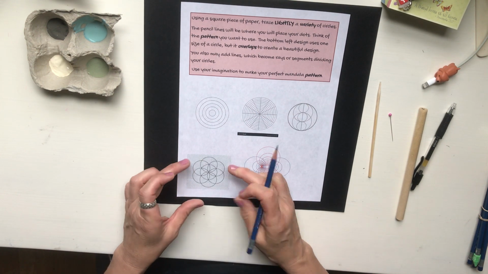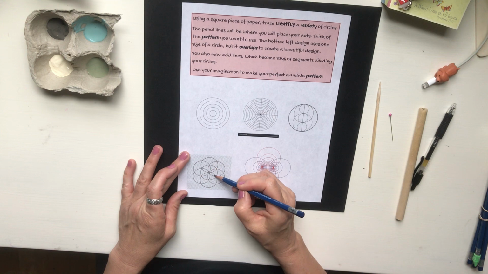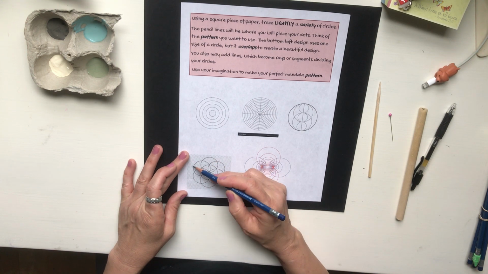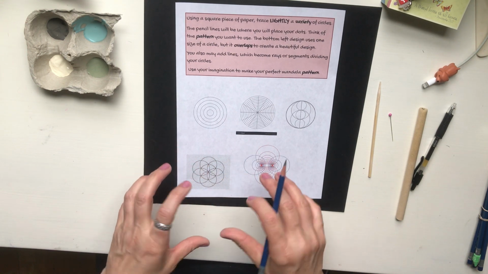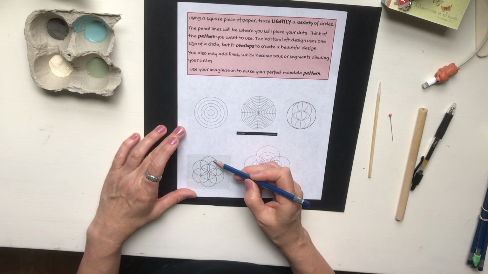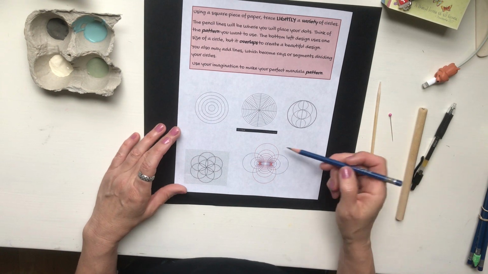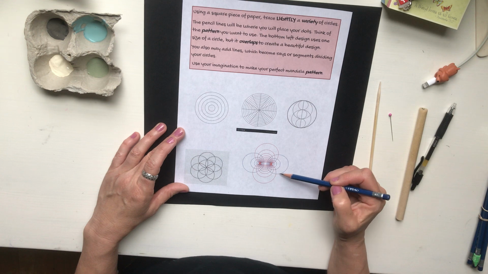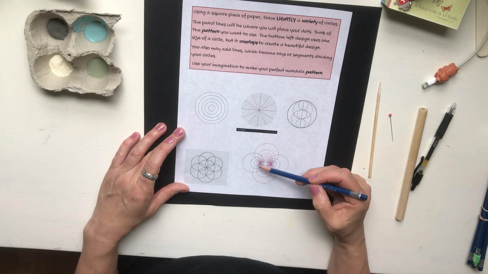This one uses the same shape. You can see the same shape over and over. And since they've overlapped so much, they've made this really nice pattern. Here's another one with a variety of sizes and interlapping.